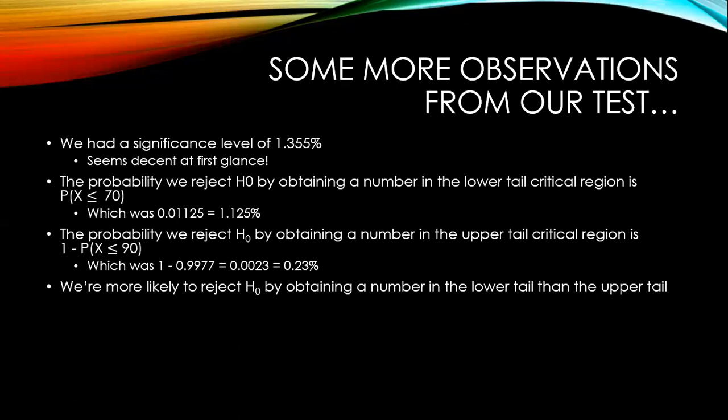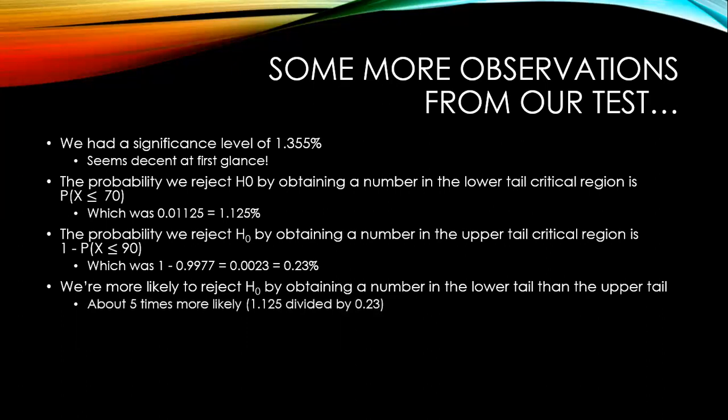We've got a 1.1% chance, roughly, of getting less than or equal to 70 successes. So we've got a 1.1% chance of rejecting H naught in the lower tail. But we've got a smaller probability, a 0.23% chance, of rejecting H naught by obtaining a number in the upper tail critical region. So what is this telling us?